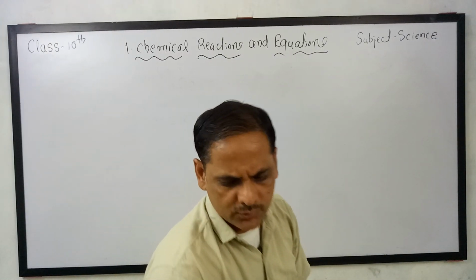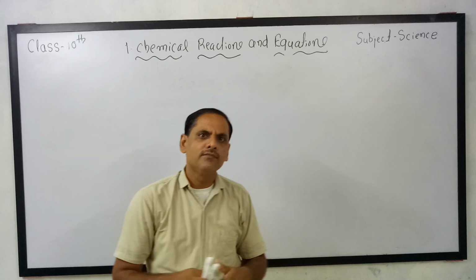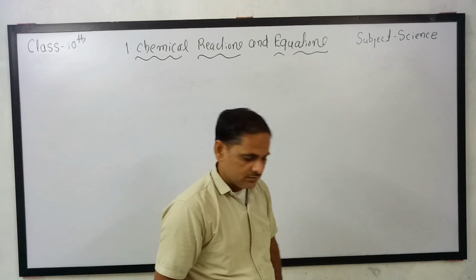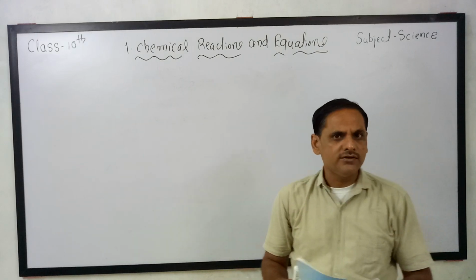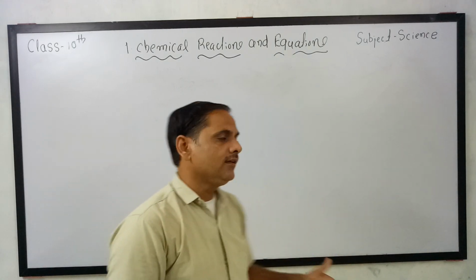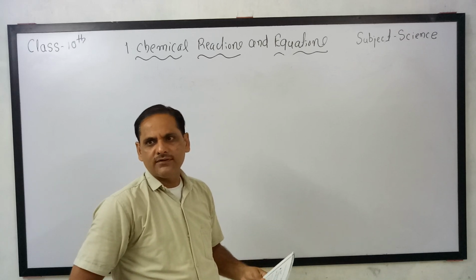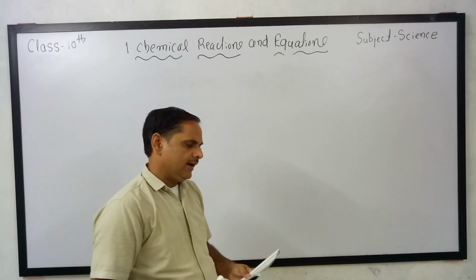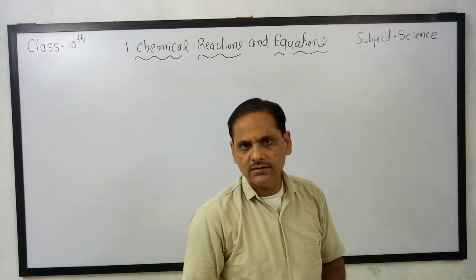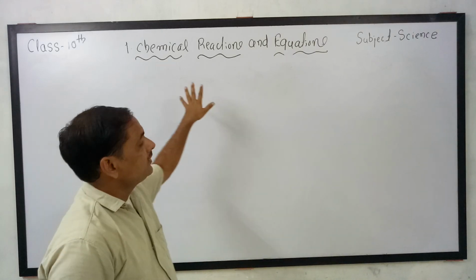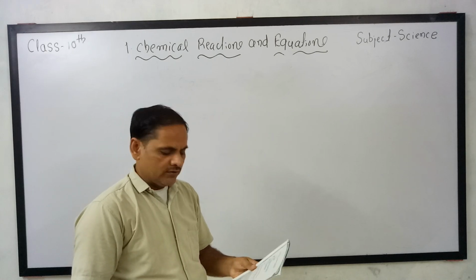Okay, students. Today we are discussing the first chapter in science, Chemical Reactions and Equations. In this chapter we already learned a lot of different types of theory and examples in class ninth. We start the chapter here: what is a chemical reaction and what is a chemical equation?